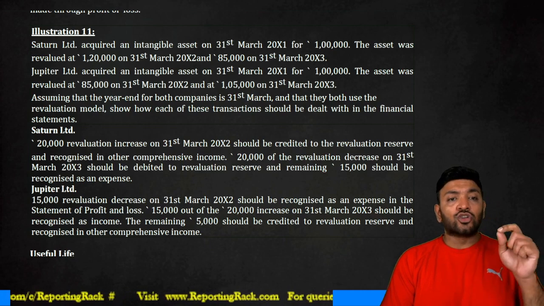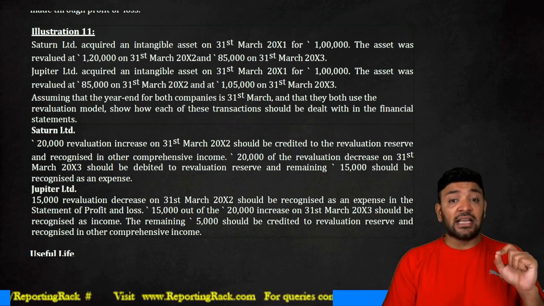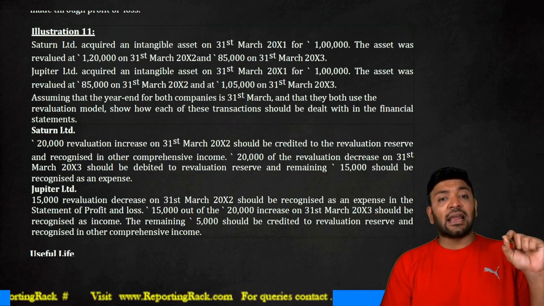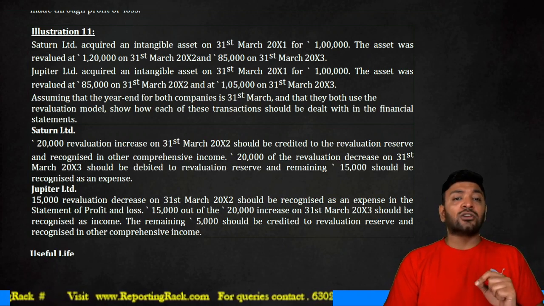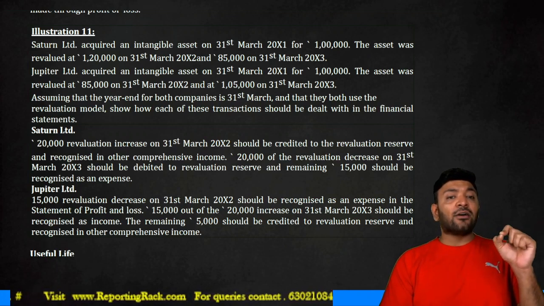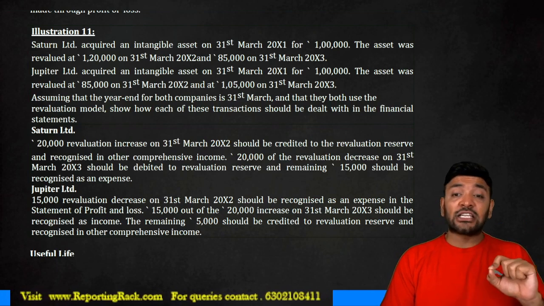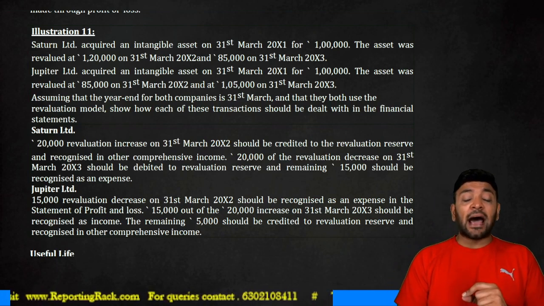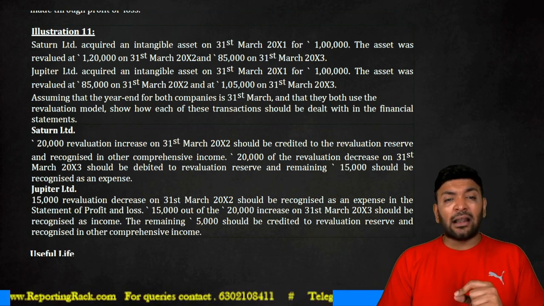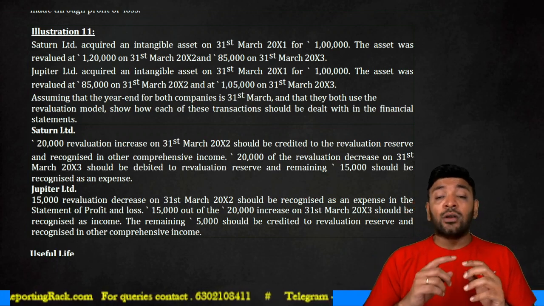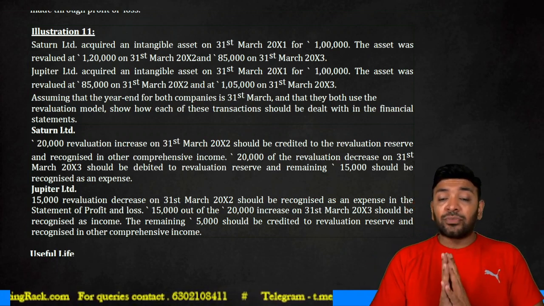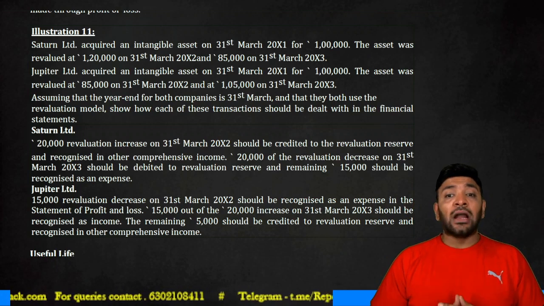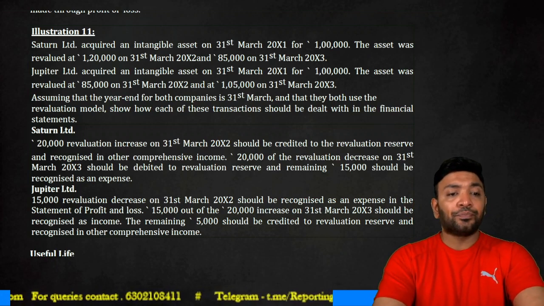So another company, Jupiter Limited, is there, where the intangible asset acquired was for the same 31st March as 1 lakh, but the value of the asset was downward revalued initially to 85,000 and 1,05,000 upward revalued subsequently in the year 31st March 2023. How do you record this transaction then?